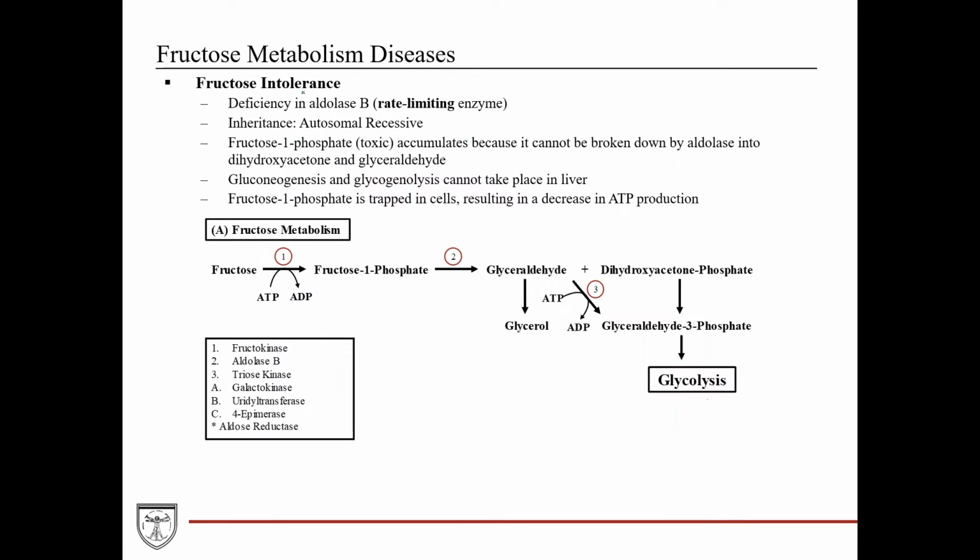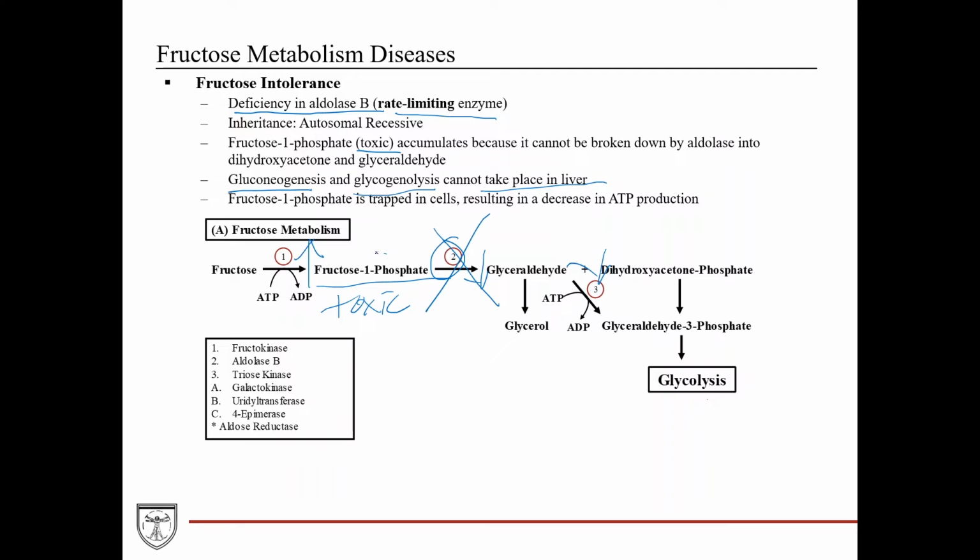However, fructose intolerance is not a benign condition, and this involves deficiency in aldolase B, which is actually the rate-limiting enzyme of fructose metabolism. So this is that second step here that's converting fructose 1-phosphate into glyceraldehyde and dihydroxyacetone phosphate. So this is missing. You have decreased amounts of these, and then you have a buildup of fructose 1-phosphate, which is a problem because fructose 1-phosphate is toxic, and so it causes damage to hepatocytes. And then as a result of that, gluconeogenesis and glycogenolysis cannot take place in the liver. This is a downstream effect of the inability to convert this to glyceraldehyde and dihydroxyacetone phosphate, and the fact that this is toxic to the cell.